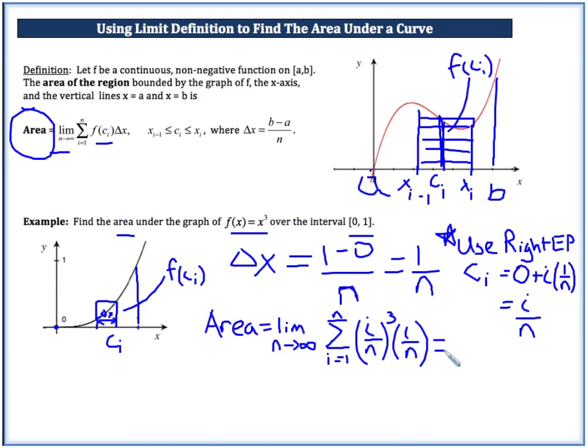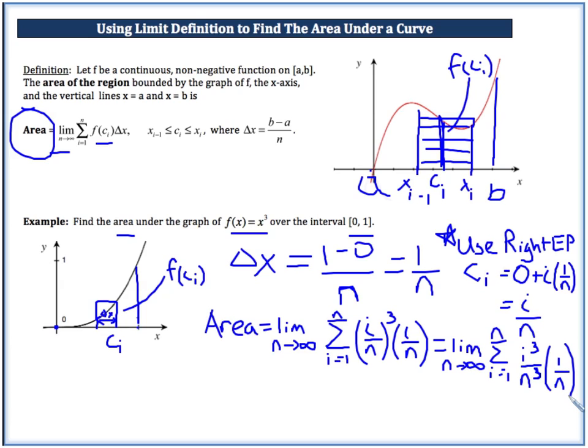Okay, so this is going to be the limit as n goes to infinity of the sum of i equals 1 going to n of, well, let's go ahead and cube that, so i cubed over n cubed. Then we still have times 1 over n.